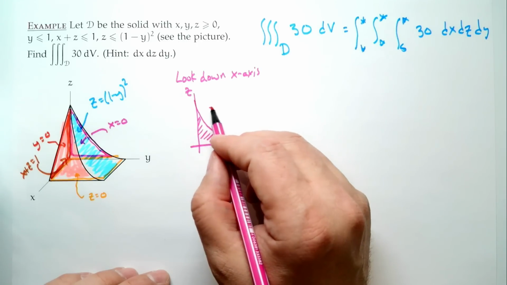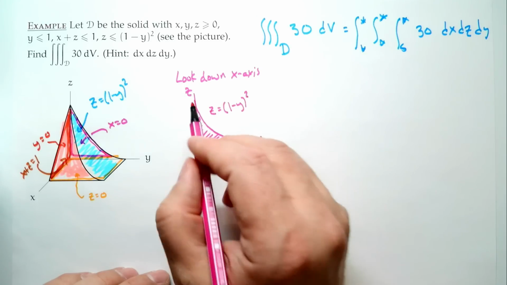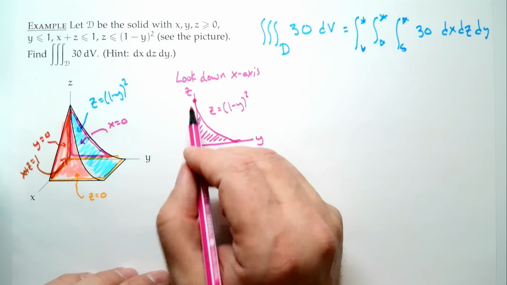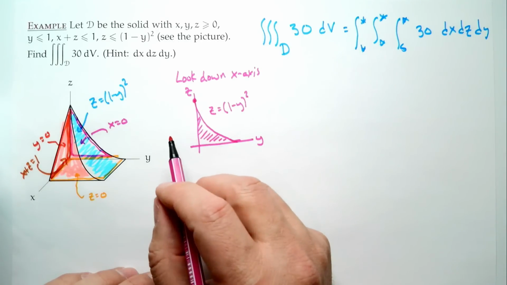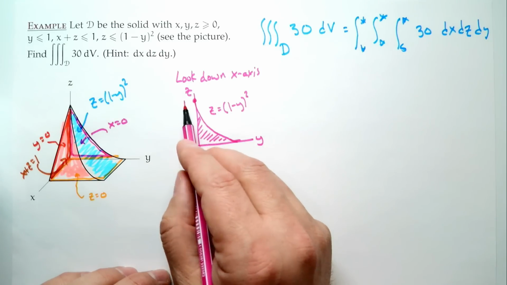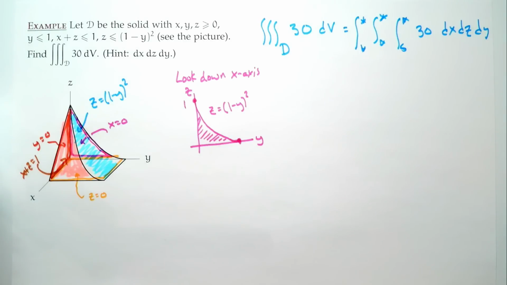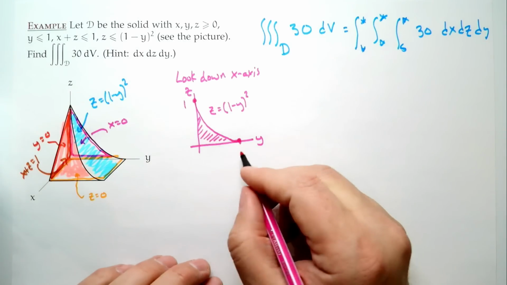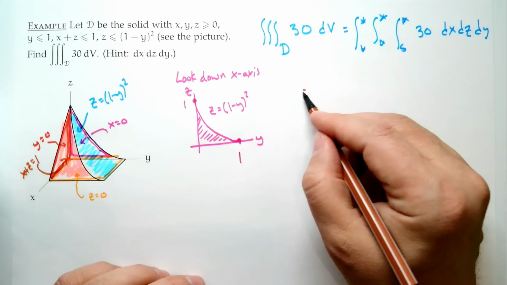Now this is not just any parabola. We actually even know what this parabola is: z equals 1 minus y quantity squared. Do we know where it's going to hit the z-axis? At 1. Do we know where it's going to hit the y-axis? In other words, for what value of y do I get z equals 0? 1. Okay, so here we go. We can actually put the bounds in pretty quick.